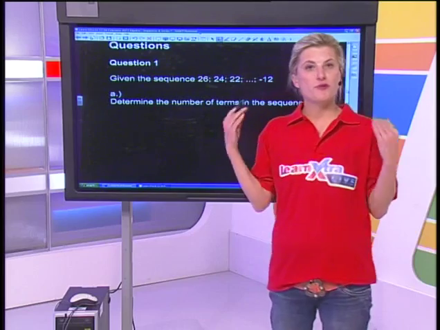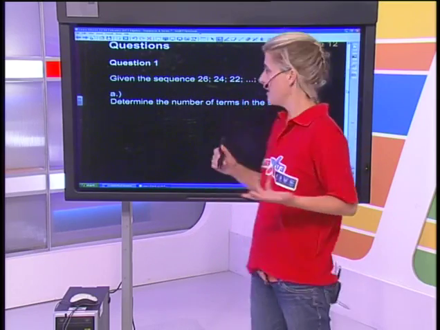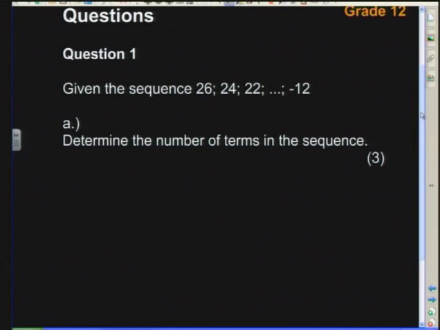minus 12. Now, before I read any further, I'm going to make the decision: arithmetic or geometric. Now, this one is a bit of a no-brainer. I think most of you will be able to see that to get from 26 to 24, I am subtracting 2, and to get from 24 to 22, I'm subtracting 2 as well. You only need 3 terms to be able to determine whether it's arithmetic or geometric. So, the first thing that I would write down for myself is that it's arithmetic.